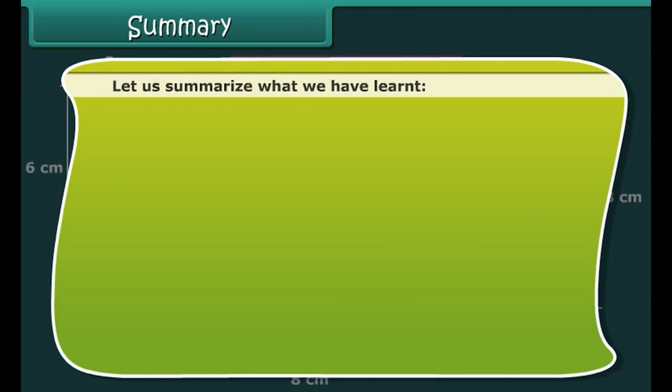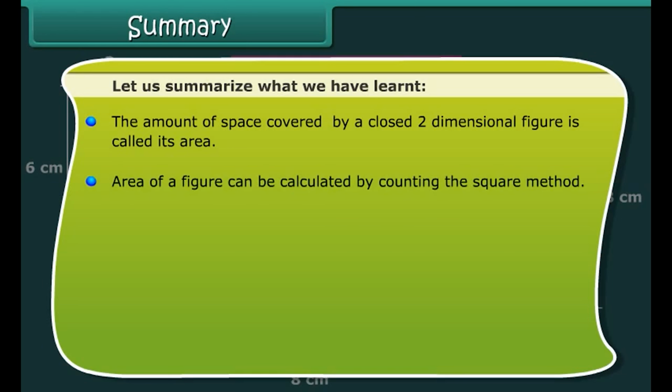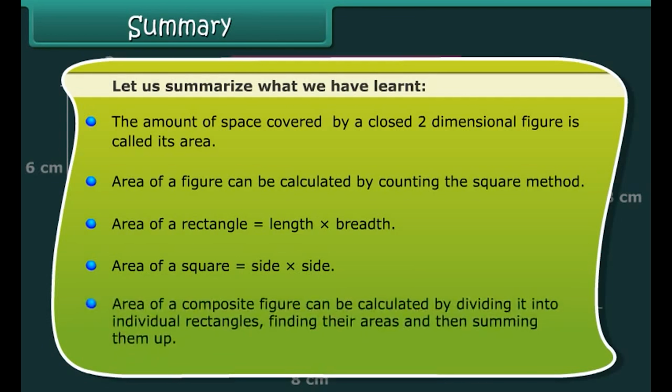Let us summarize what we have learned. The amount of space covered by a closed two-dimensional figure is called its area. The area of a figure can be calculated by the counting the squares method. The area of a rectangle is equal to length into breadth. The area of a square is equal to side into side. The area of a composite figure can be calculated by dividing it into individual rectangles, finding their areas, and then summing them up.